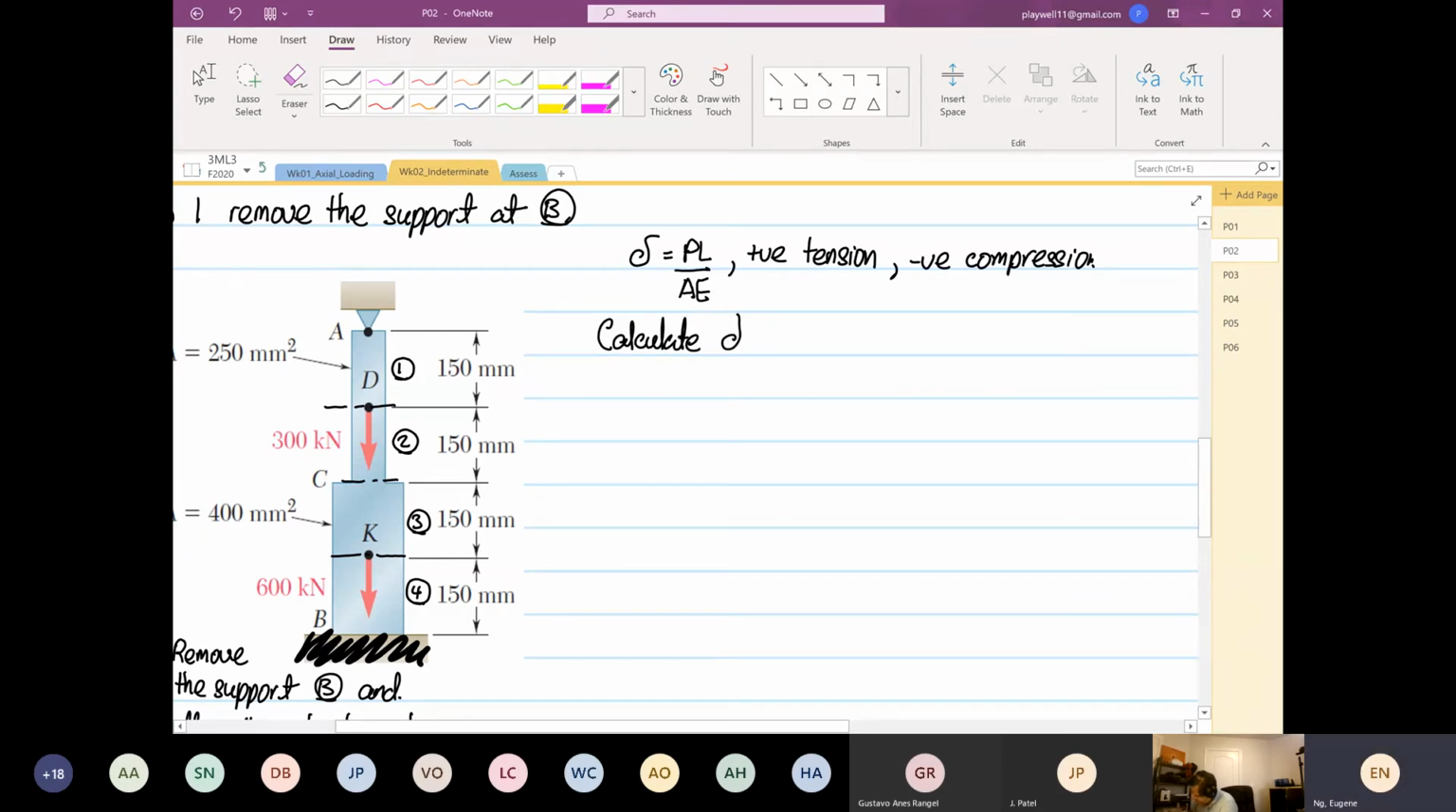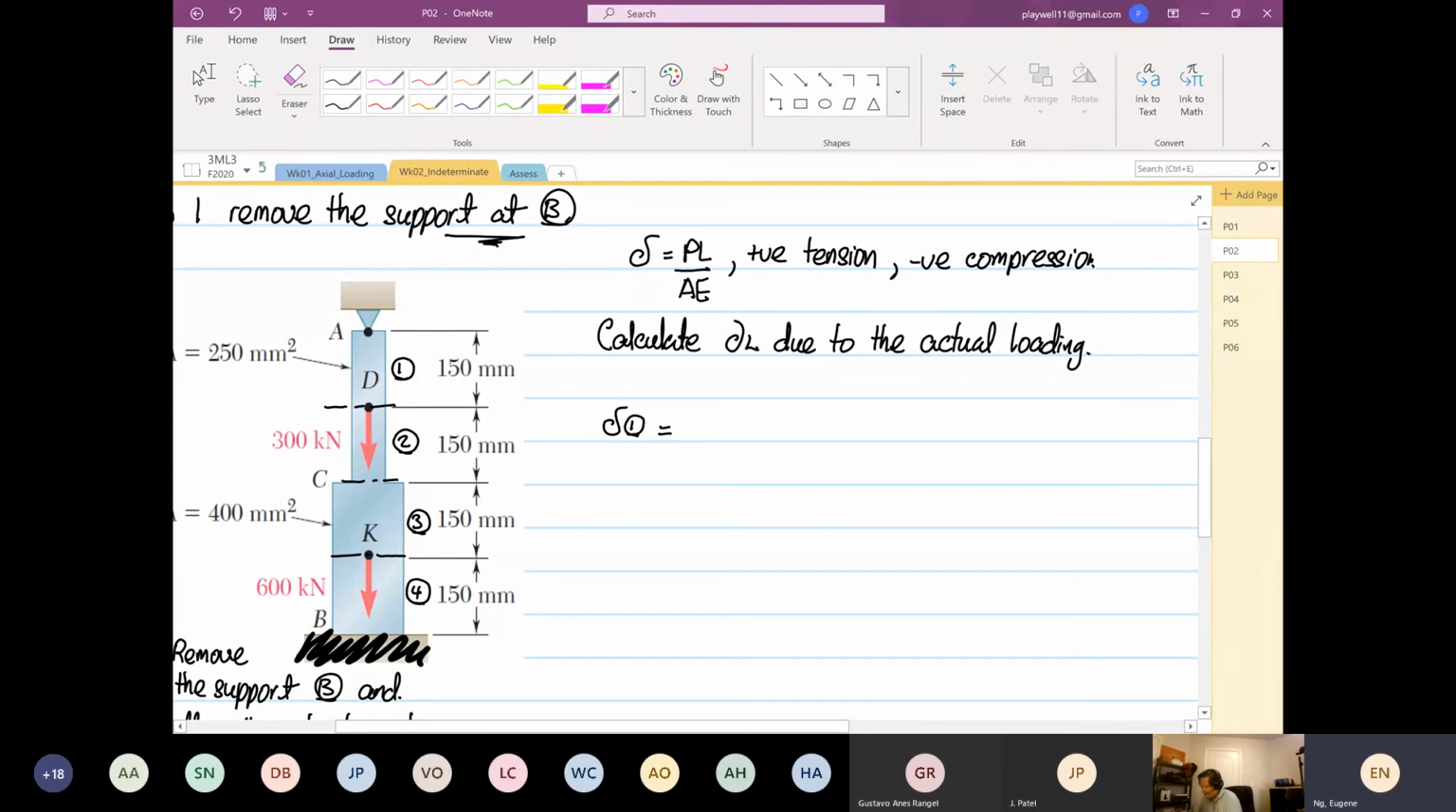delta L. Okay, delta L due to the actual loading. Okay, and we remove, right? We remove the support at point B. Okay, so deflection of 1.